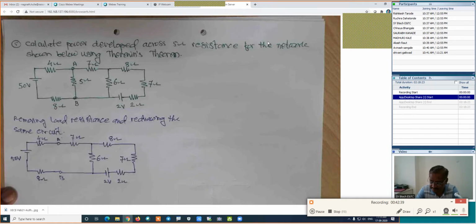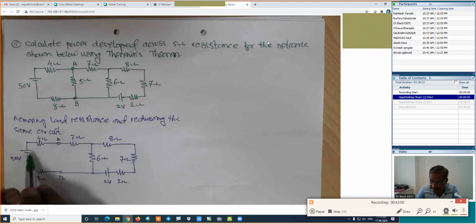The procedure remains the same. Now, our aim is the calculation of the VTH. Look at how the VTH is. Our aim is the calculation of VTH, that is the voltage between the points A and B. Yes, we will travel from B towards A. Use any path.